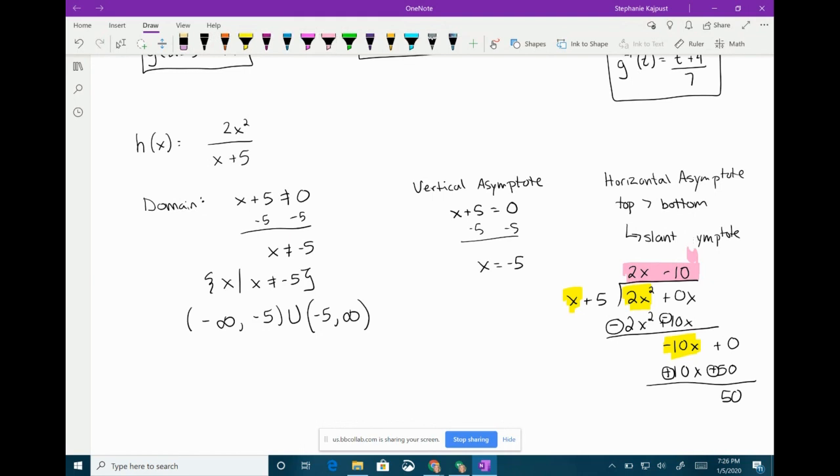So, don't mean to have the highlighter, there we go. I erased too much. So our slant asymptote is y equals 2x minus 10. So that's what happens when the top is greater than the bottom and you're trying to find a horizontal asymptote. You actually get a slanted asymptote where you need to do long division.